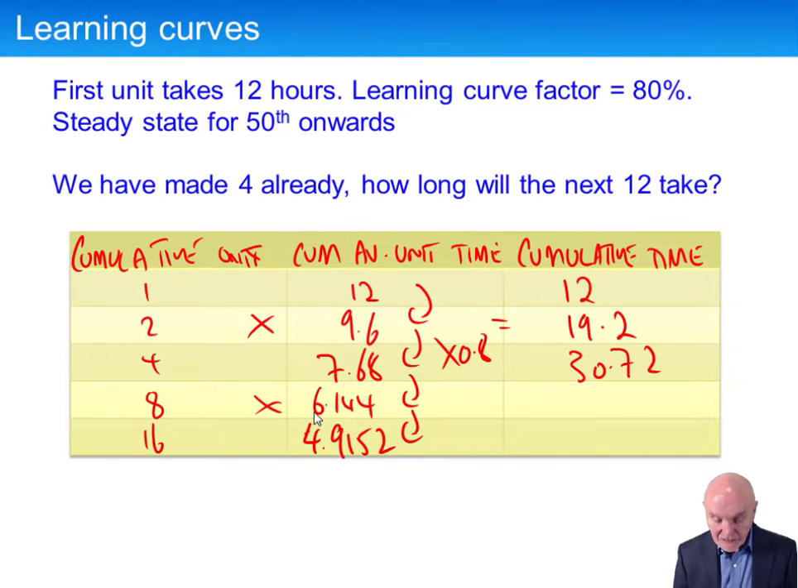8 units, each taking 6.144, it's going to be 49.152. And finally 16 units taking 4.9152, it's going to be 78.6432.